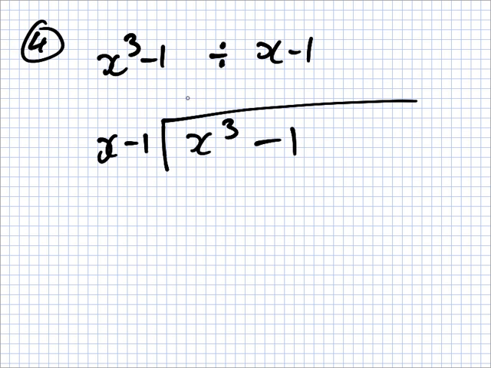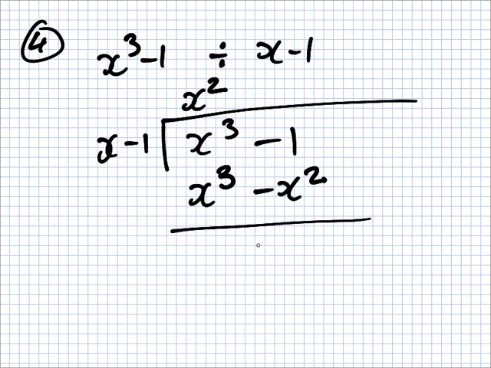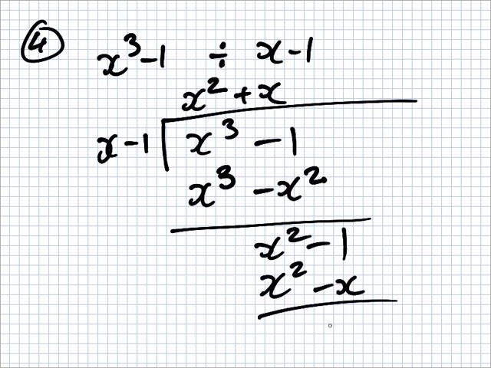What do I need first here? It's an x squared, isn't it? So this is x cubed minus x squared. I subtract them and I'm left with minus 1. So next is x squared minus x. And I'm left with, so the last guy is 1.